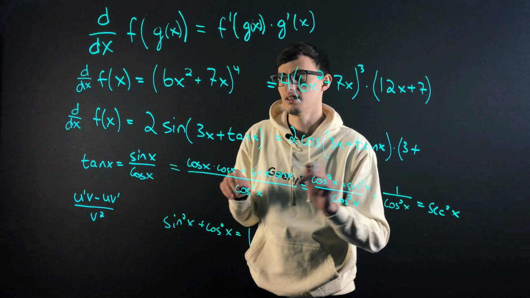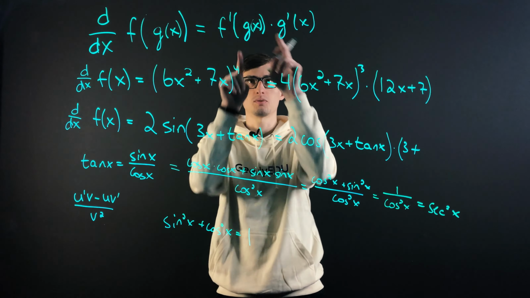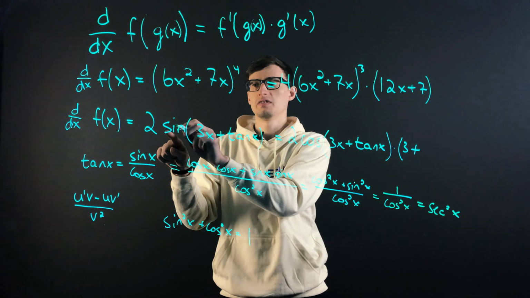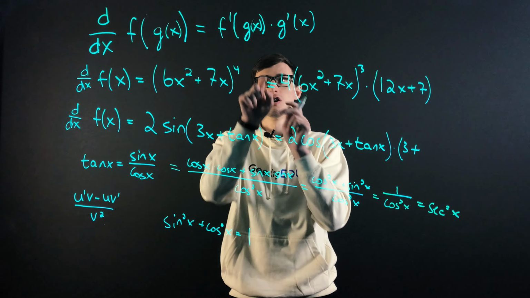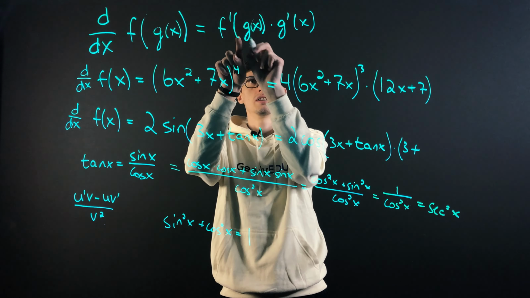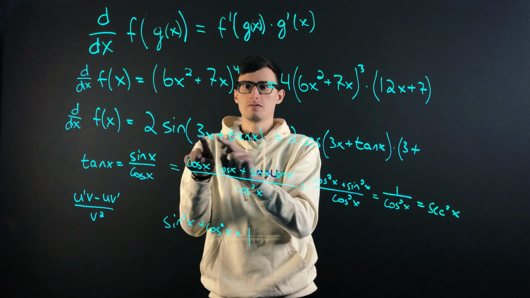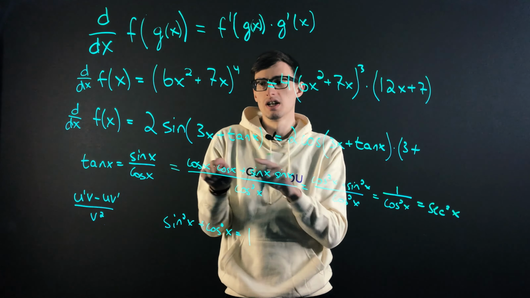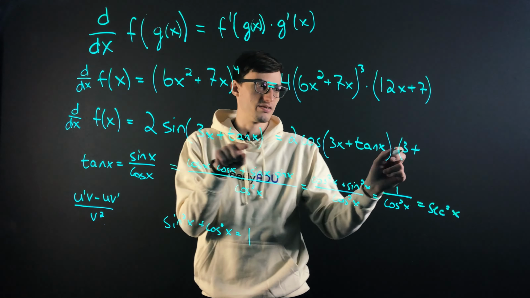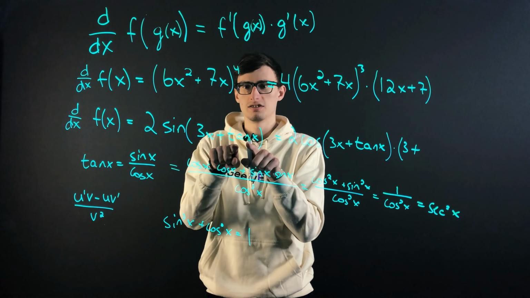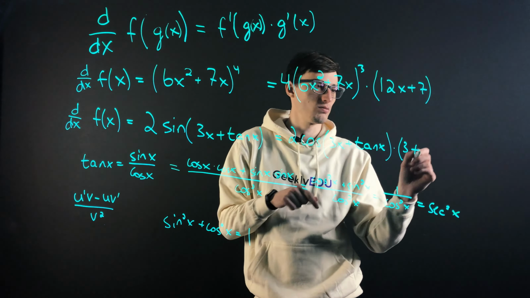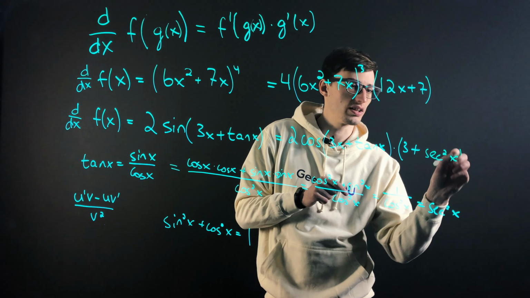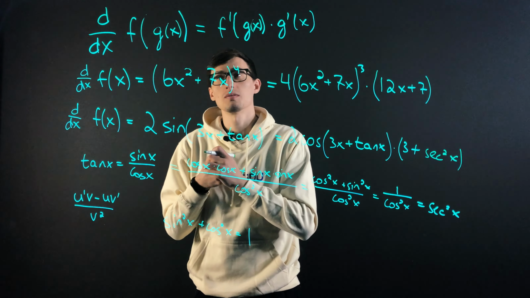So getting back to this, we took our f prime, right? We have the 2 cosine of the argument because the derivative of sine is cosine. We rewrote the inside function g, which is 3x plus tangent, and now we multiply by g prime. And the derivative of 3x is 3, and we just calculated the derivative of tangent, which is secant squared. So we just pop that in here, secant squared of x. And that's it. Those are a couple examples of the chain rule.